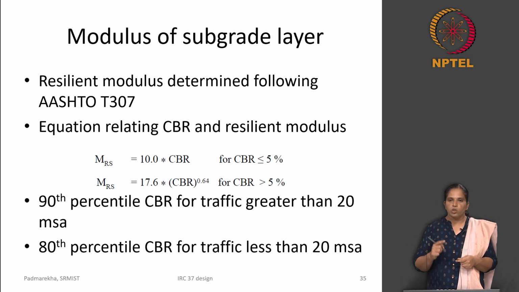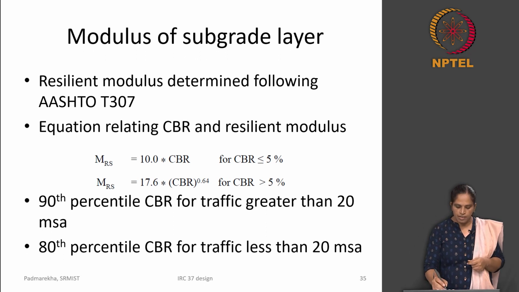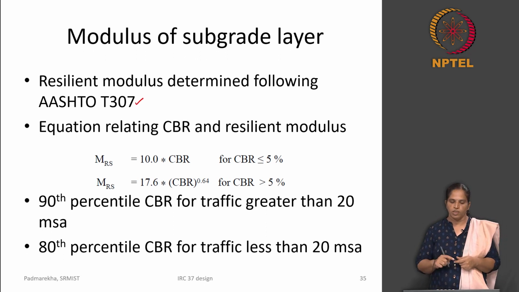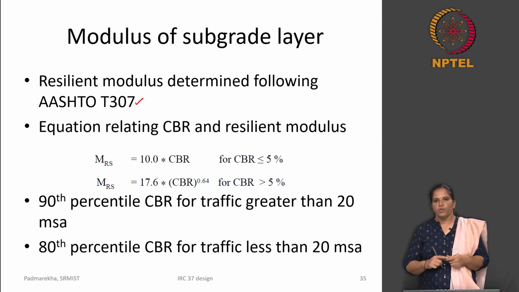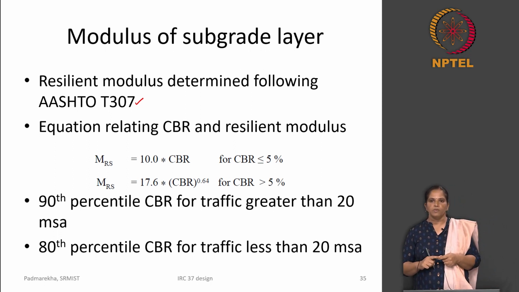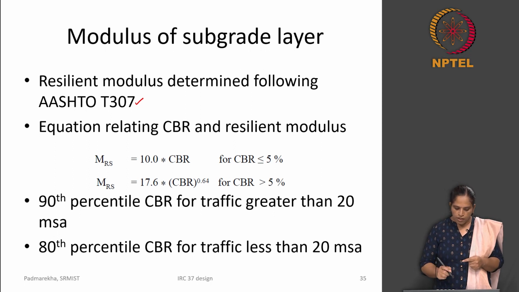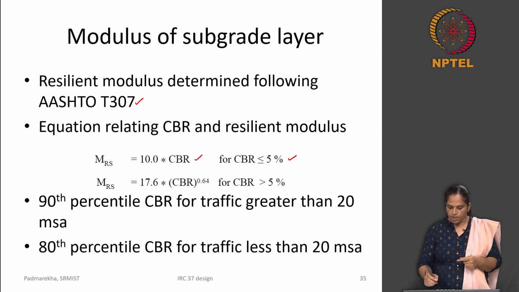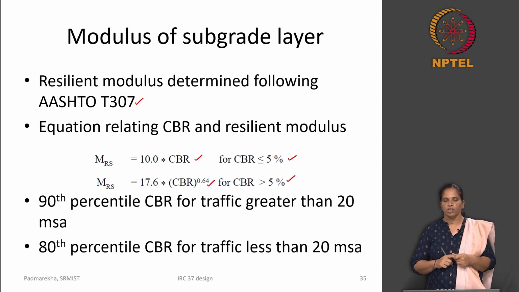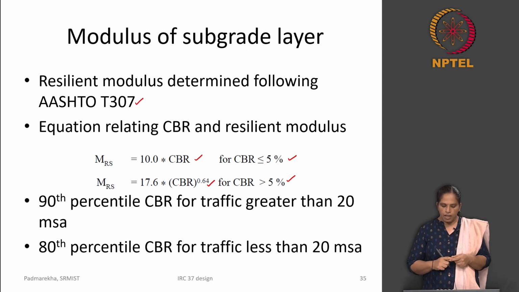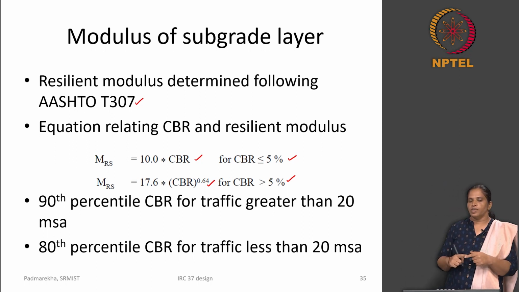So IRC suggests to measure the resilient modulus of a subgrade soil following AASHTO T307. In case you cannot measure a resilient modulus value, there are also empirical equations available relating resilient modulus to the CBR of a soil. So if the CBR of a soil is less than or equal to 5%, the resilient modulus is 10 times the CBR, and if the CBR is greater than 5%, the resilient modulus is given by this exponential function. So now we can relate a resilient modulus to a CBR value.